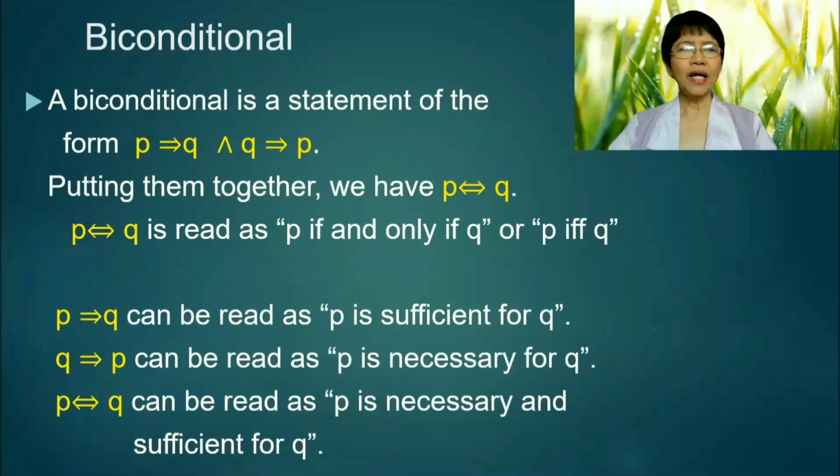Biconditional. A biconditional is a statement of the form P implies Q and Q implies P. So if you join this together, then we have P implies Q and Q implies P, or P if and only if Q. P implies Q can be read as P is sufficient for Q. Q implies P can be read as P is necessary for Q. So the biconditional P if and only if Q can be read as P is necessary and sufficient for Q.